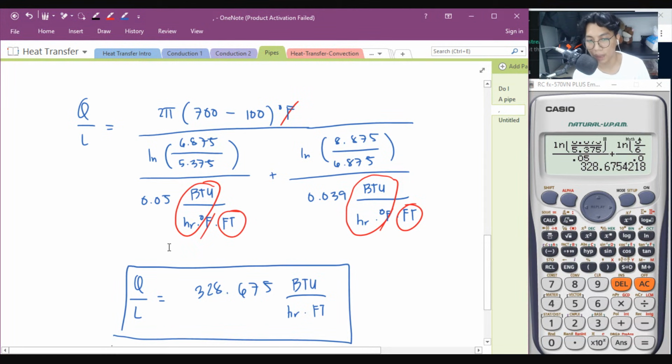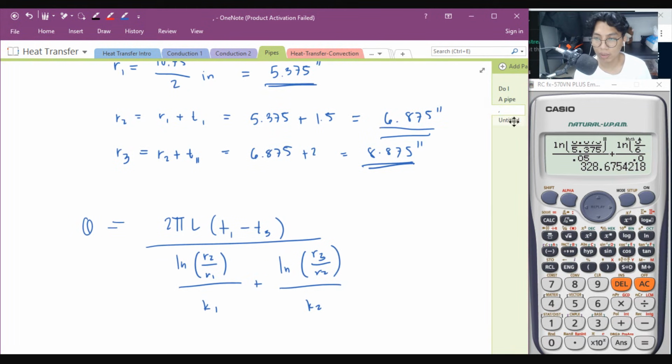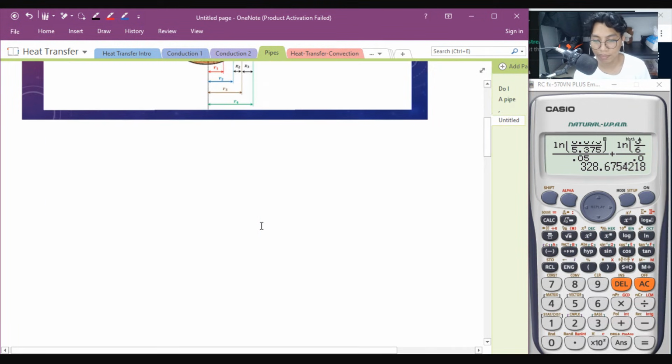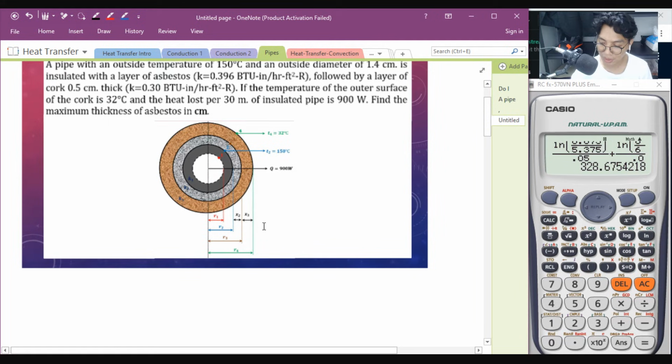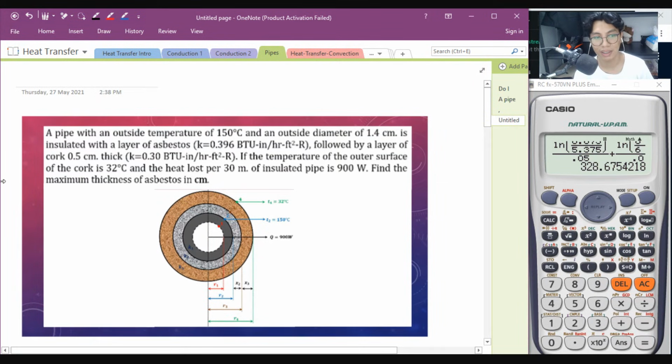Okay. Very basic. How about problem number 3? I bet this one is quite long. So please bear with me. Okay, we can solve that. So let us first understand the problem.